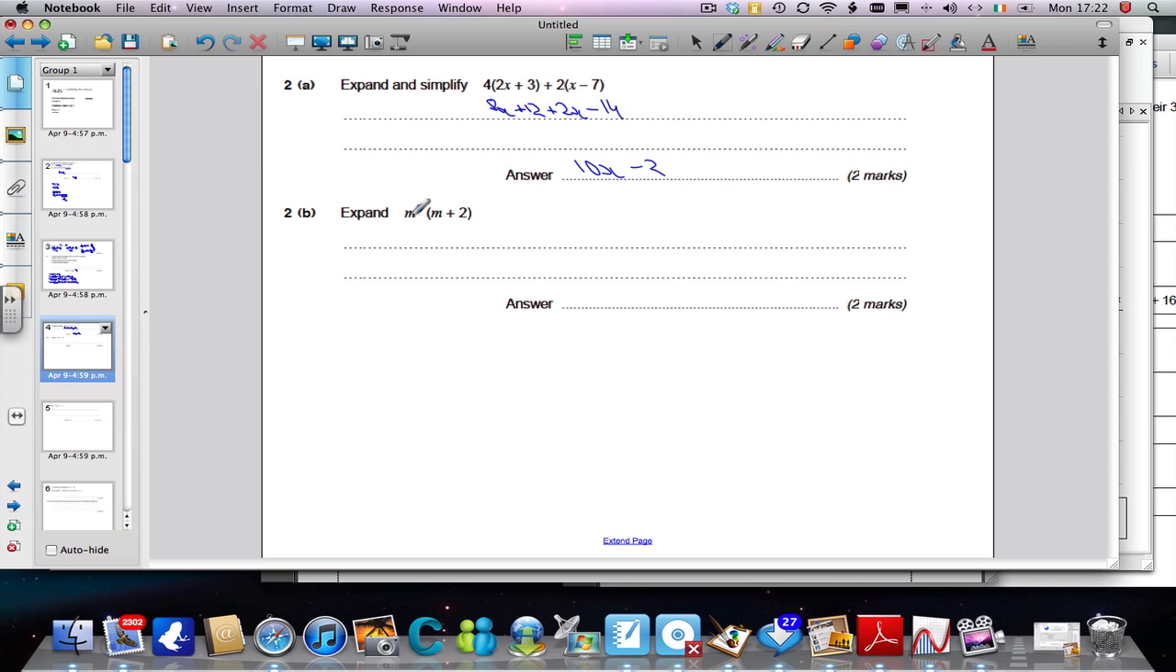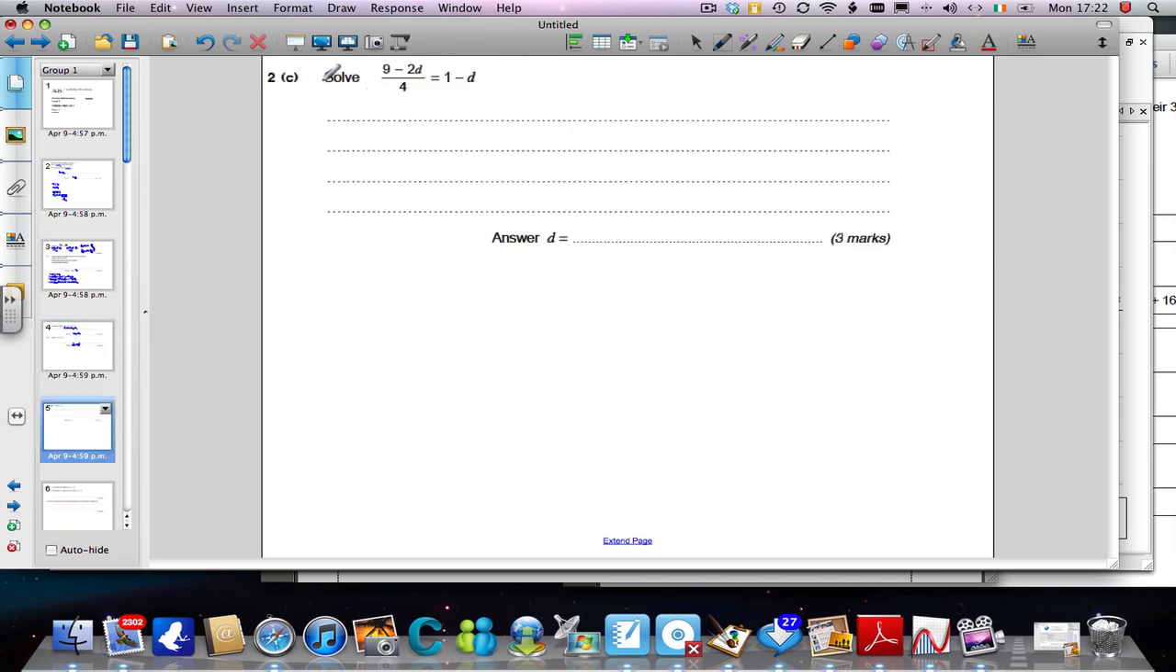Okay, expand. m cubed times by m plus 2. m cubed times m is m to the power 4, and m cubed times 2 is plus 2m cubed. So some handy marks there if you're decent with your algebra.